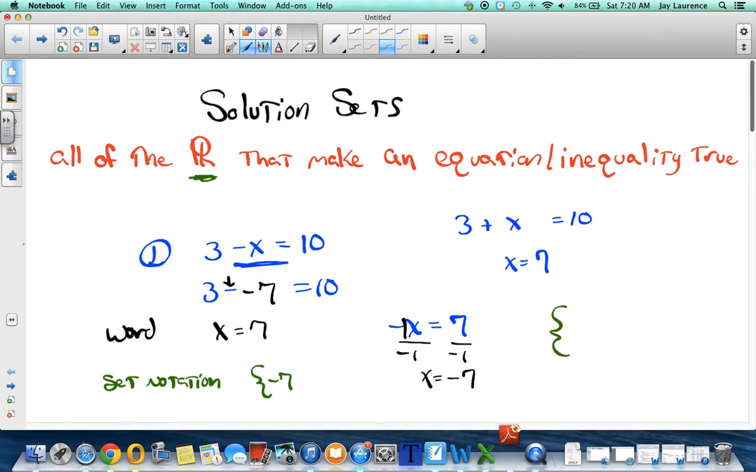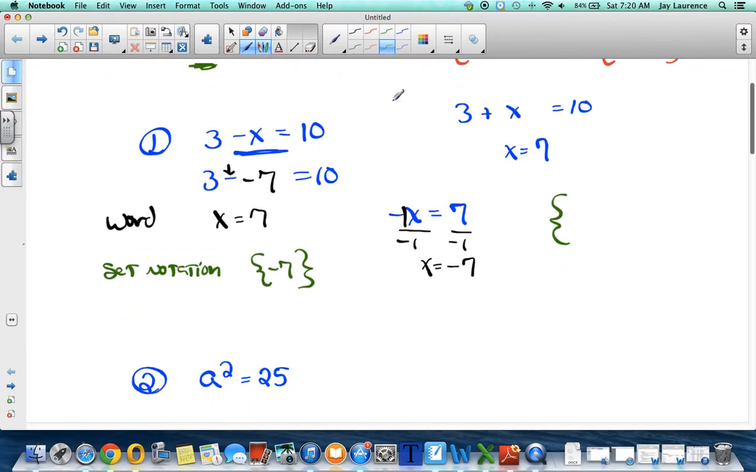And then I put the 7 in the set, and then I do the same thing on the other side to close the set. So I do forehead, nose, and chin. And so there's set notation. Then, of course, I could also graph it on a number line. And the number line would look like this. Okay, let me make it an actual number line here.